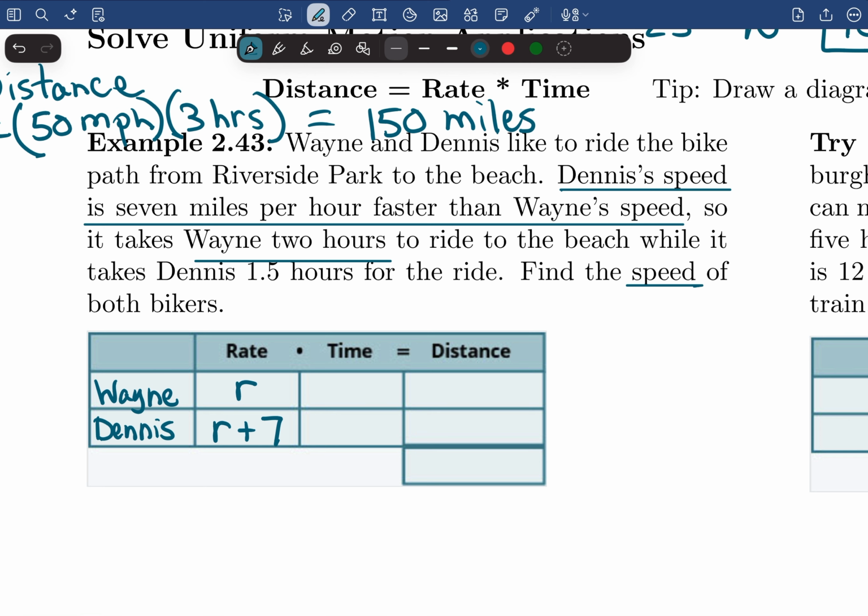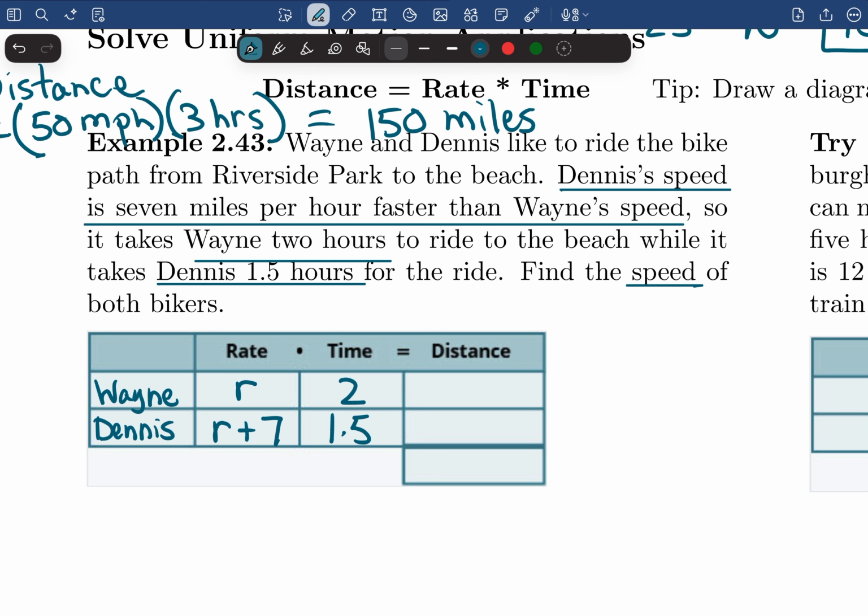Now, we see that it takes Wayne 2 hours to ride to the beach. So the amount of time for Wayne is 2. And it takes Dennis 1.5 hours for the same ride. So 1.5. Great. Now, they're both riding the same pathway. So they're both going the exact same distance, but they're going at different speeds and for a different amount of time. In the end, their distances are going to be equal to each other.